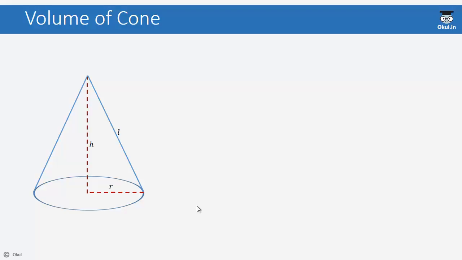So we'll directly jump to the result. In order to calculate the volume, the calculus method is used, which is not in our syllabus right now, and we'll be studying it in the higher classes, that is 11th and 12th. Basically the result is that the volume of the cone is 1 by 3 pi r square h.